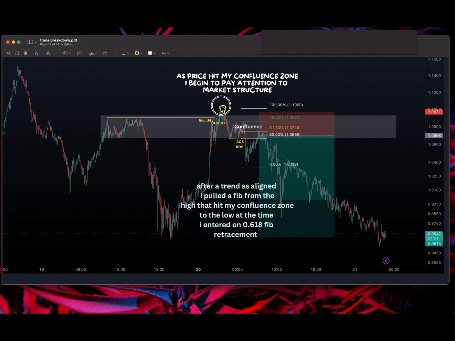I took a Fibonacci from this high that hits my confluence zone to this low, and this is the 0.618 of the lower time frame. The structure was already confirmed, switching to a downtrend on the lower time frame, so why not take the trade? I pulled a Fibonacci from this high to this low, and the 0.618 is lining up, as structure has already turned bearish, with the higher time frame bearish structure. And I took my trade right here.